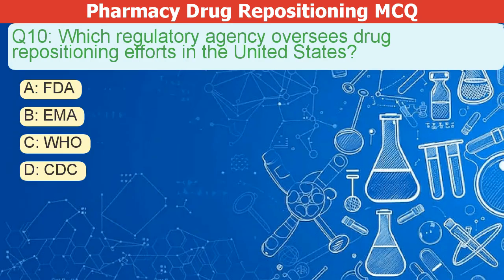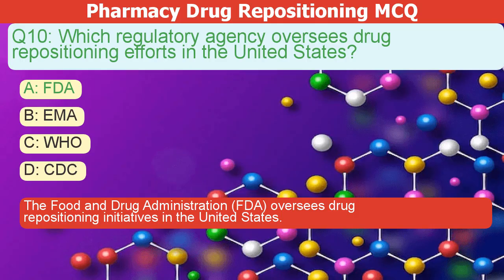Which regulatory agency oversees drug repositioning efforts in the United States? A. FDA. B. EMA. C. WHO. D. CDC. The correct answer is A. The Food and Drug Administration, or FDA, oversees drug repositioning initiatives in the United States.